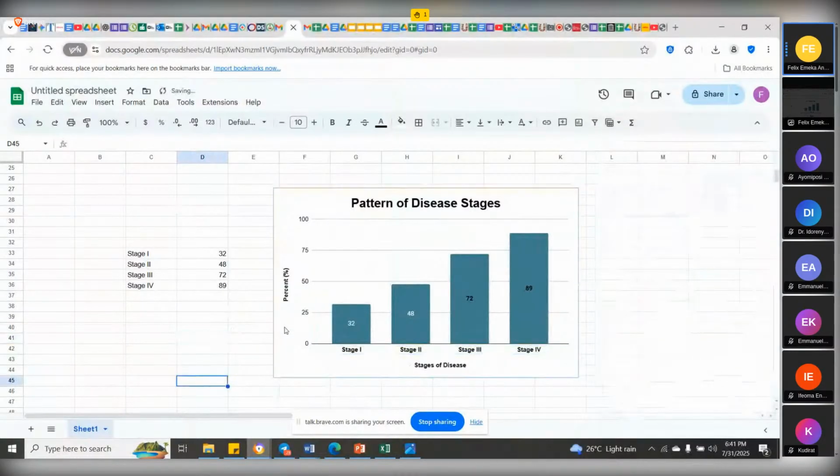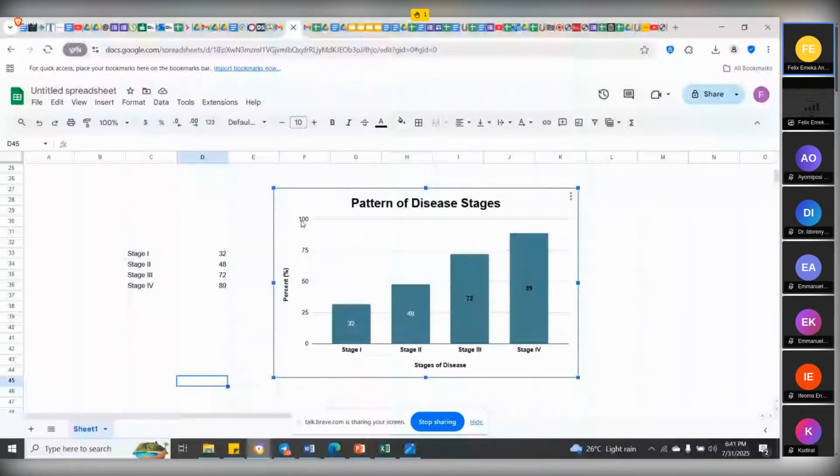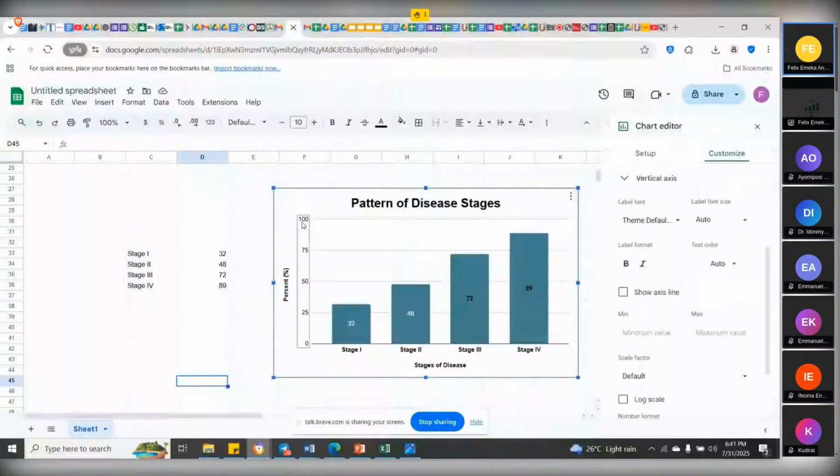So once I'm done with my visualization, I can download it. I can click on these percentages and make it bold if I want. Then I'm done.